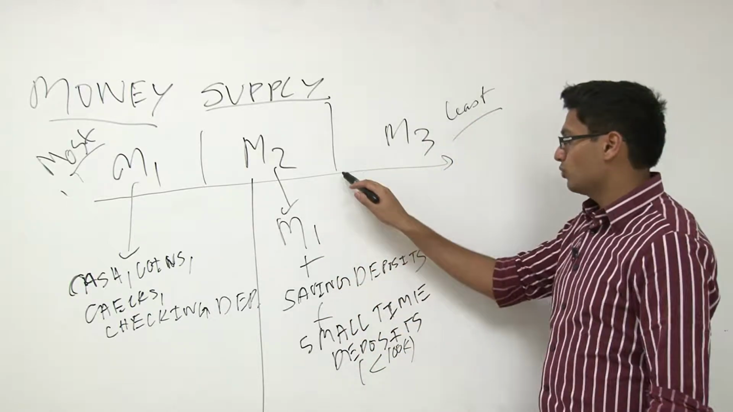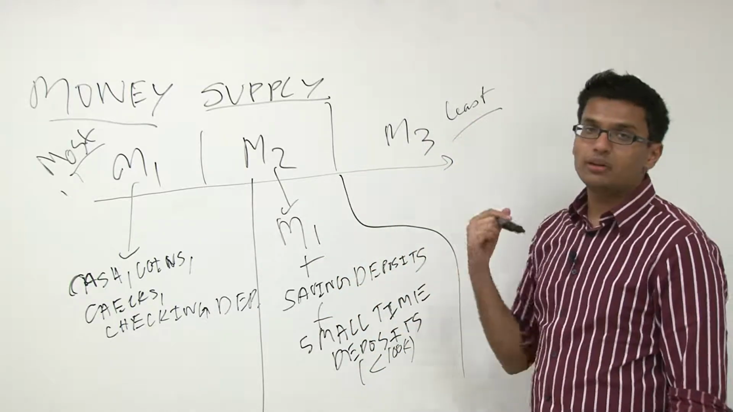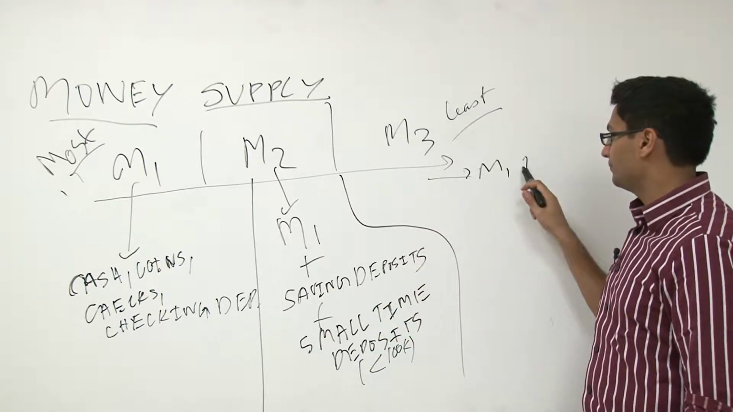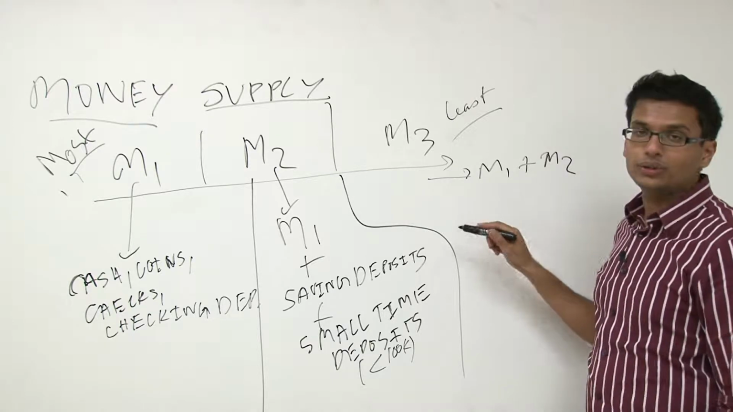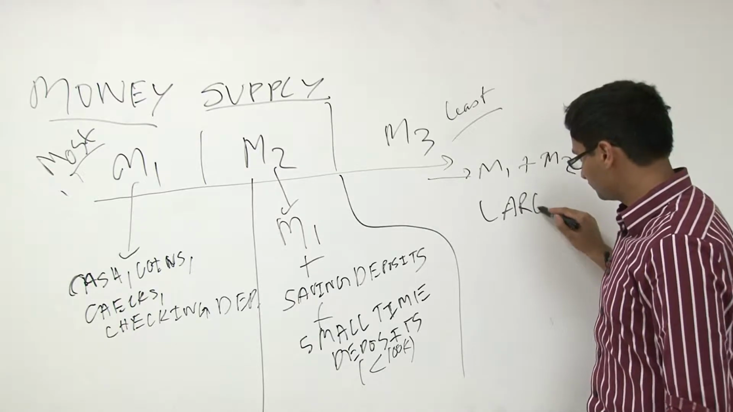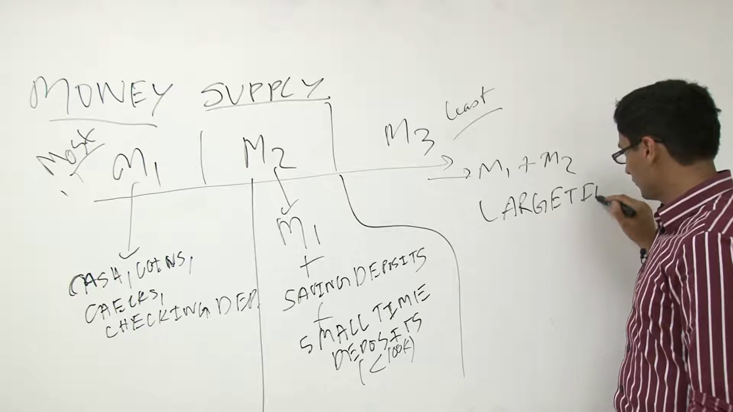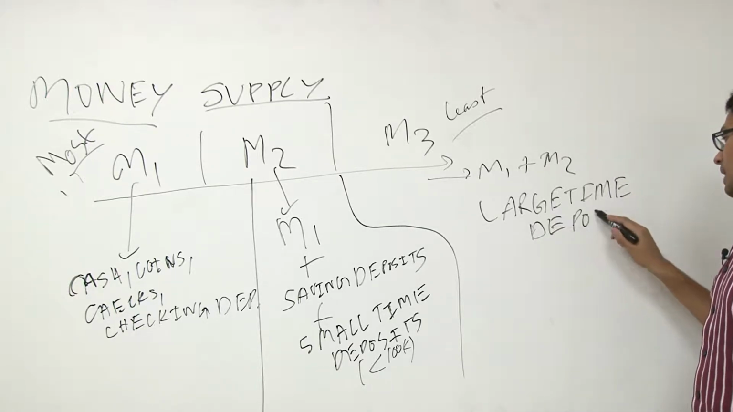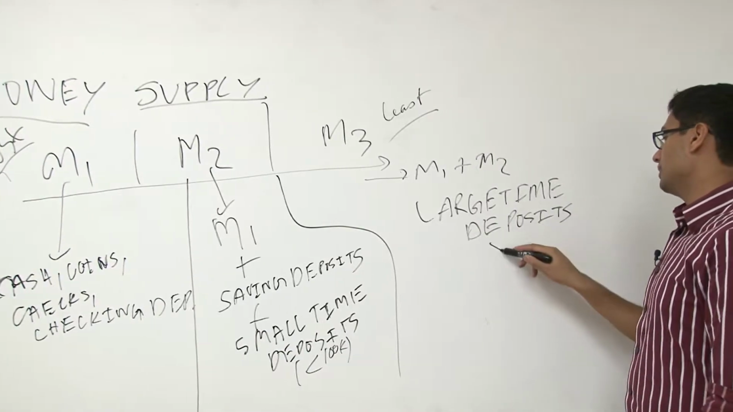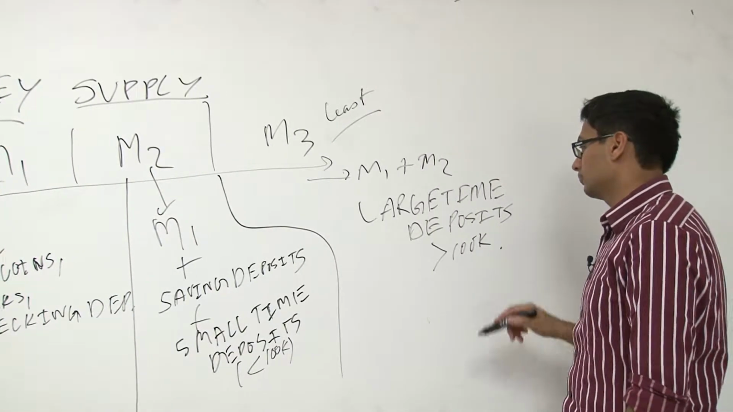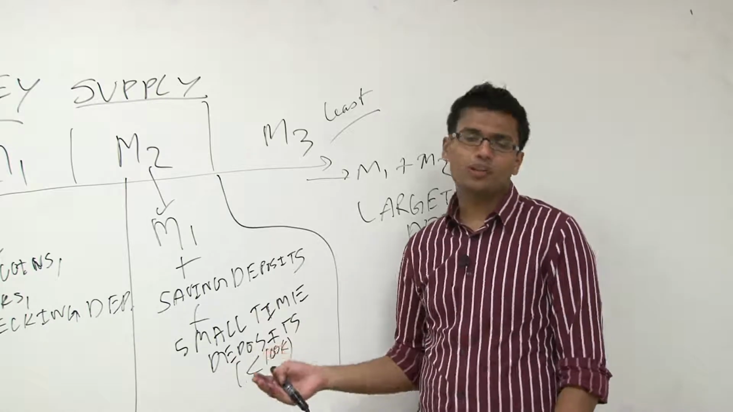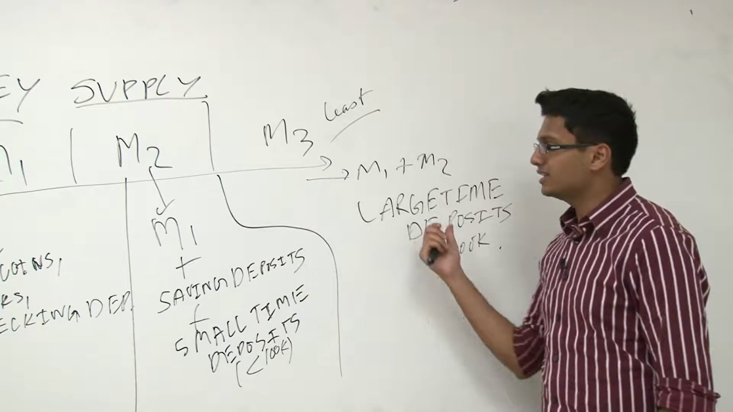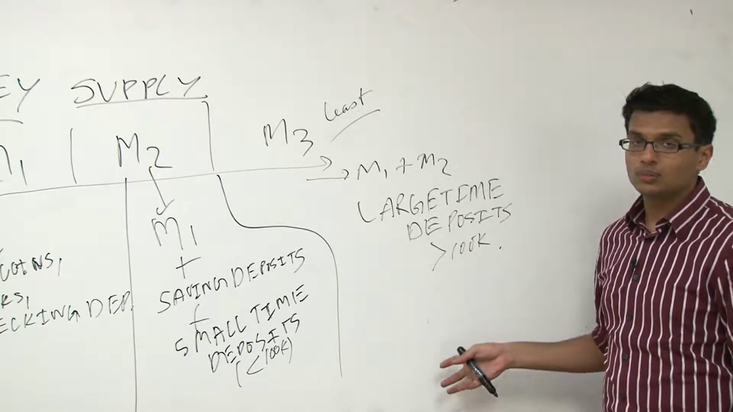Now let's talk about the last one, which is M3, the least liquid out of the three. M3 includes M1 and M2, but it also includes large time deposits. So these are time deposits over $100,000. As long as you know that money supply is divided into M1, M2, and M3, that M1 is most liquid, M3 is the least liquid, and what they each hold, you'll be fine.